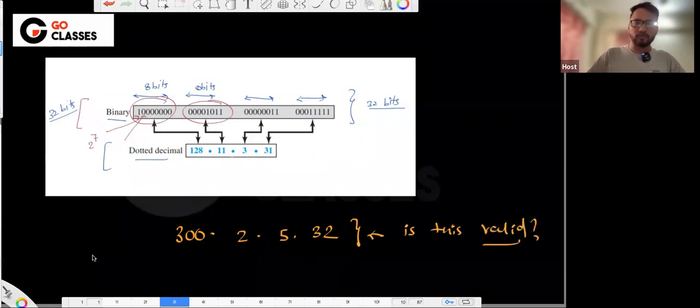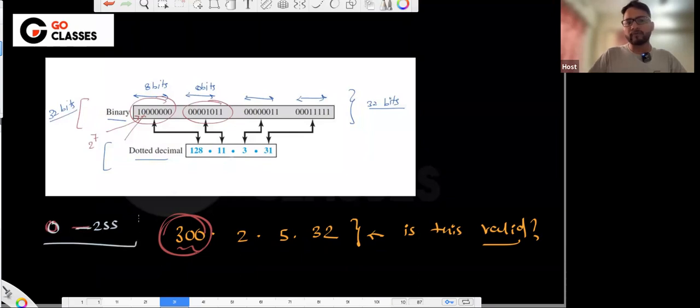The answer is no, because this 300 cannot be there. You can have a minimum of 0, and at most 255, because if all bits are ones, then you will have 255. If all are zeros, then you will have 0. So you cannot have 300.